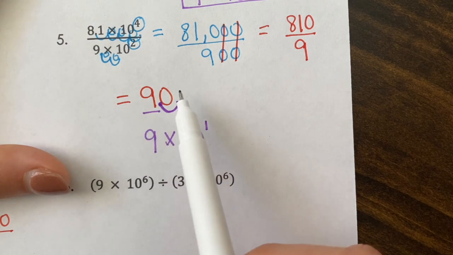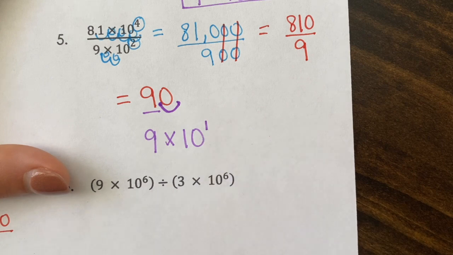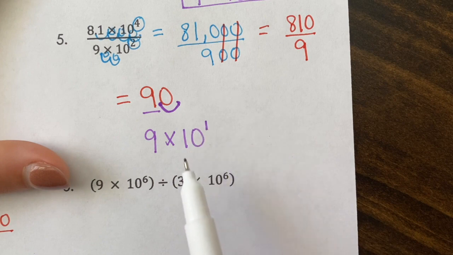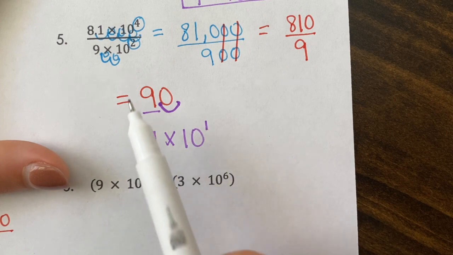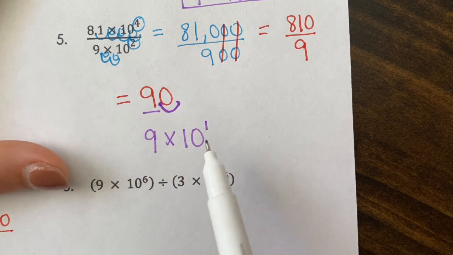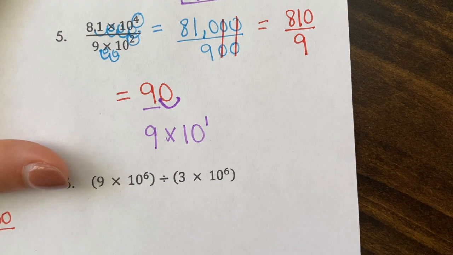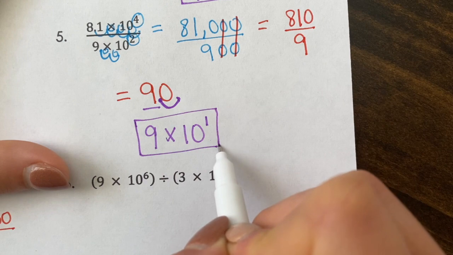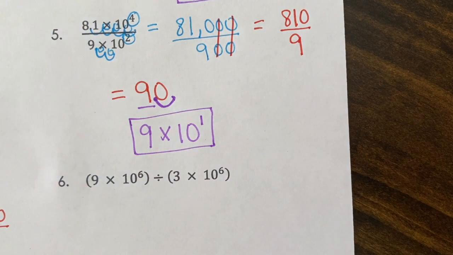Also, 90 is a number larger than 1, so we know that this has to be positive. You can check your answer by putting your decimal back behind the 9 and then moving it 1 right, which would make 90. Or you can even think about this. 10 to the first power is 10, and 10 times 9 is 90. So there's multiple ways that you can check your answer and make sure that it makes sense and that it is equivalent to 90. So that is your answer for number 5.